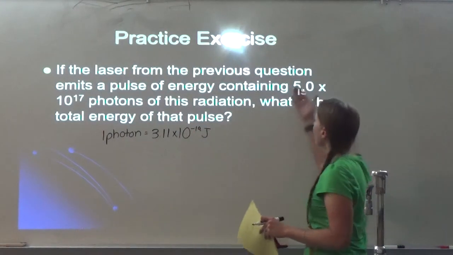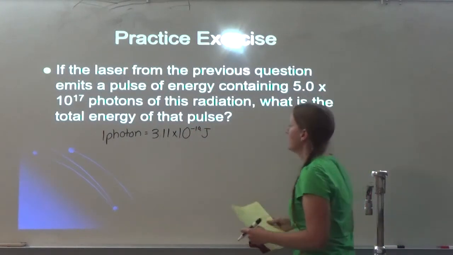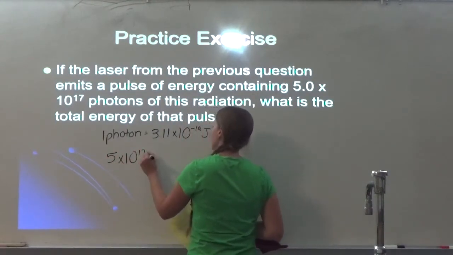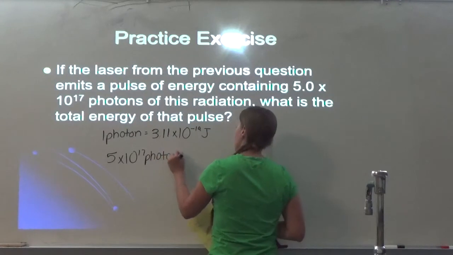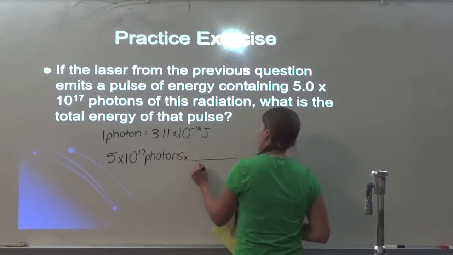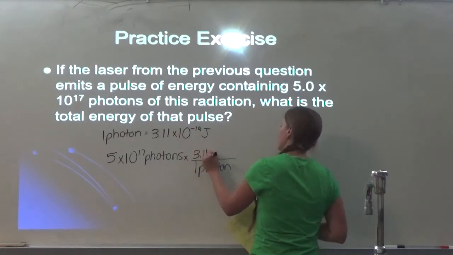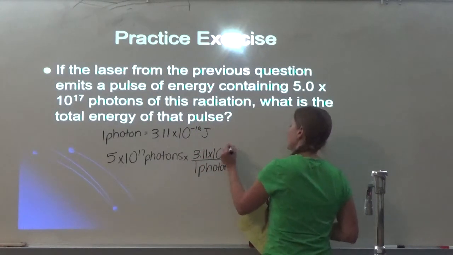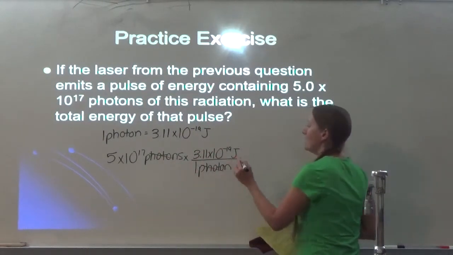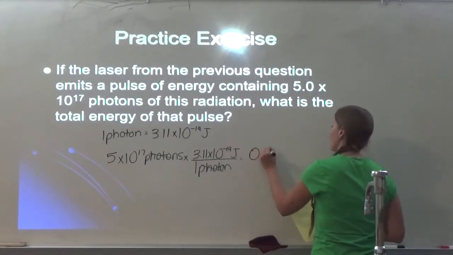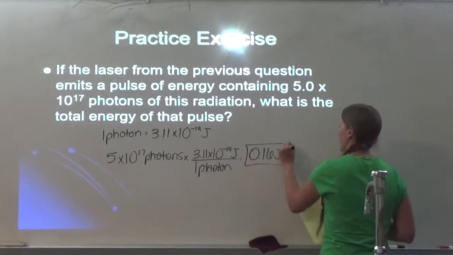Okay, but we have this many photons. So I just take my 5 times 10 to the 17 photons, and then I put my 1 photon on bottom, and my 3.11 times 10 to the negative 19 joules on top. So photons cancel, and I multiply my two numbers. And so in that case, I got 0.16 joules, just like that.